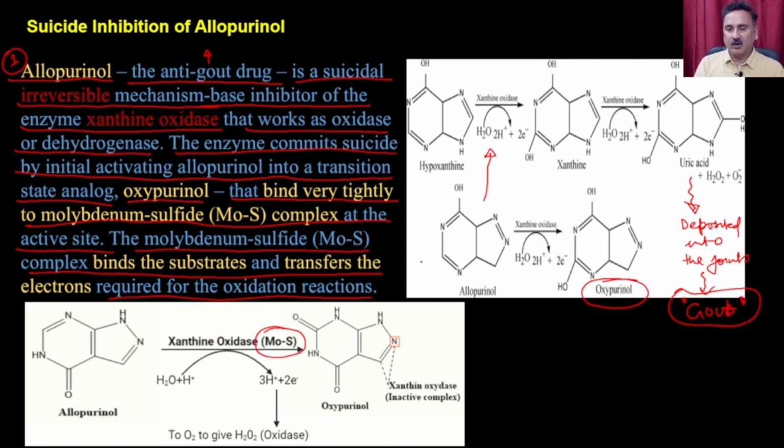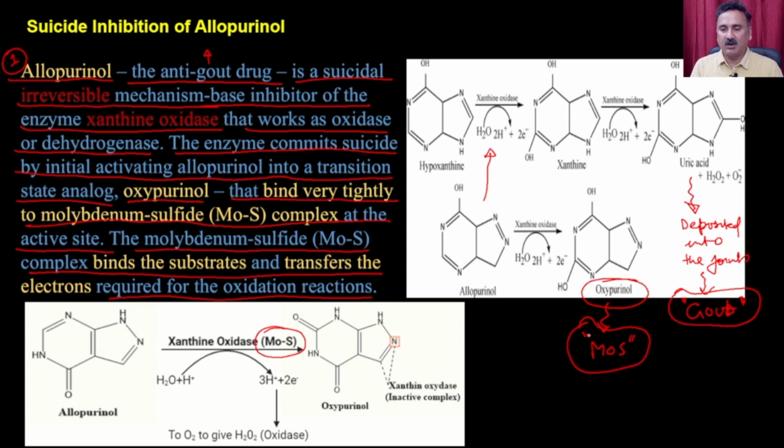Initially, allopurinol does not have any activity or binding to the molybdenum sulfur center, and that's why allopurinol will not be able to inhibit the xanthine oxidase if the xanthine oxidase does not process the allopurinol to oxypurinol. So allopurinol is converted into oxypurinol, and oxypurinol attacks this molybdenum sulfur center and makes a complex.